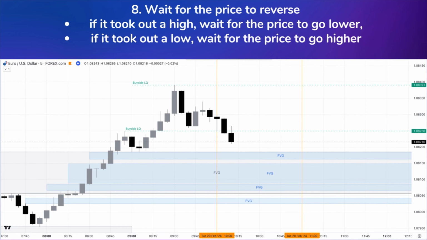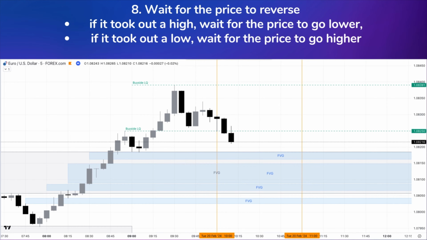Step number 8. We're going to wait for the price to reverse, meaning if the price took out a high, which it did in our case, we are waiting and looking for the price to go lower. I know many traders see the price taking out the buy side liquidity level, and then instead of waiting for the price to reverse, they believe that the price should continue in the same direction, and then if it forms fair value gaps, they try to take them. This is not how we trade according to this strategy.